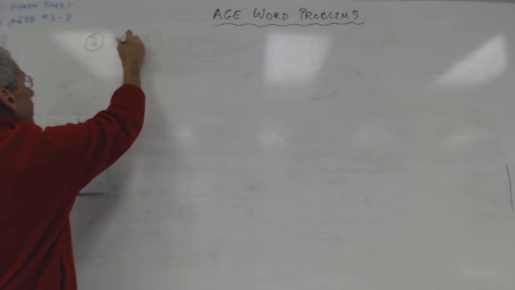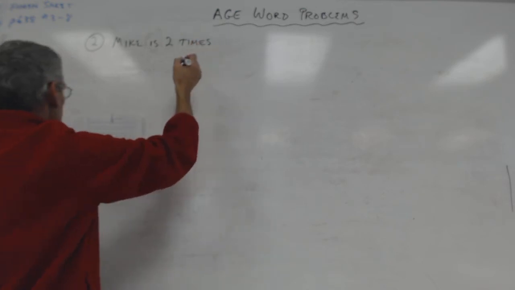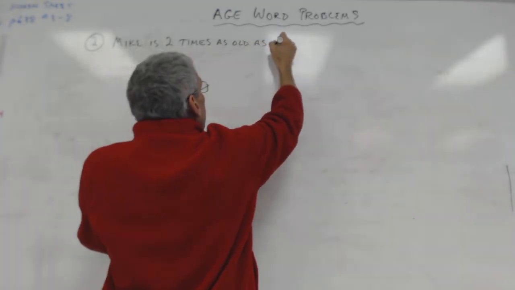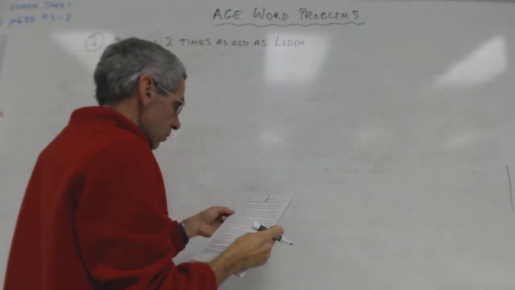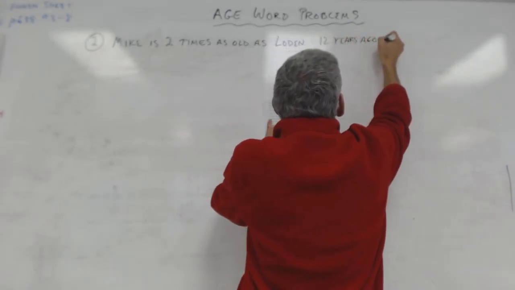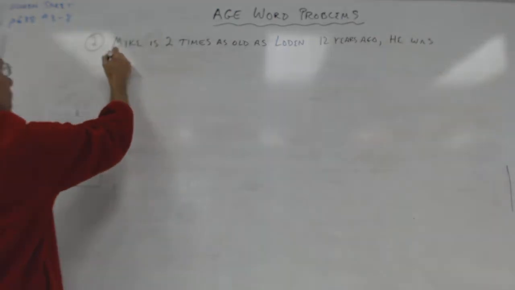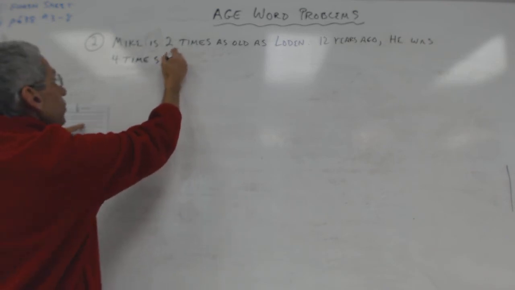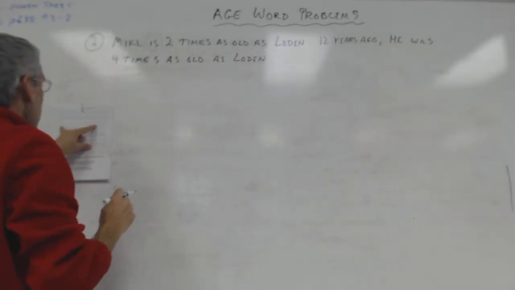Okay, so here we go. Mike is 2 times as old as London. That's how you spell it, L-O-D-E-N. 12 years ago, Michael was 4 times as old as London, L-O-D-E-N. How old are each now?